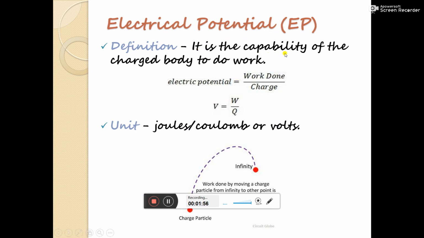It is the capability of the charged body to do work. So electric potential is equal to work done upon charge. This can be written as capital V, that is electric potential, is equal to W upon Q. The unit for electric potential is joules per coulomb or volts.